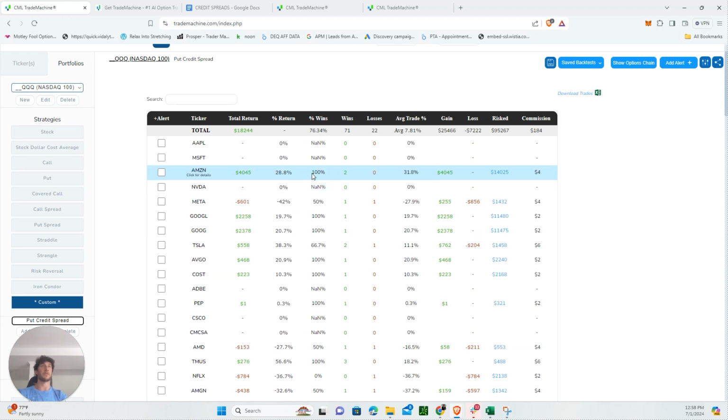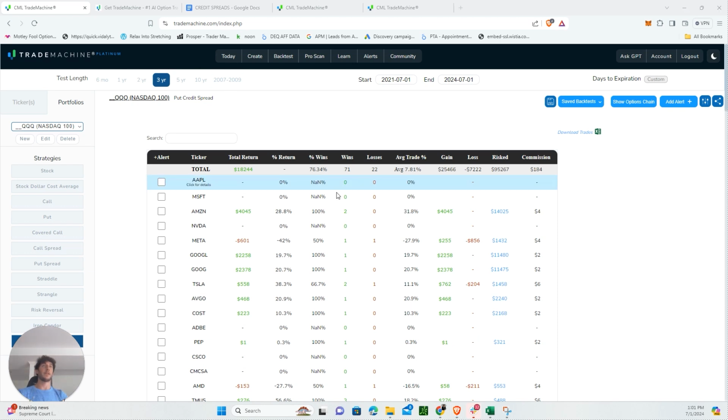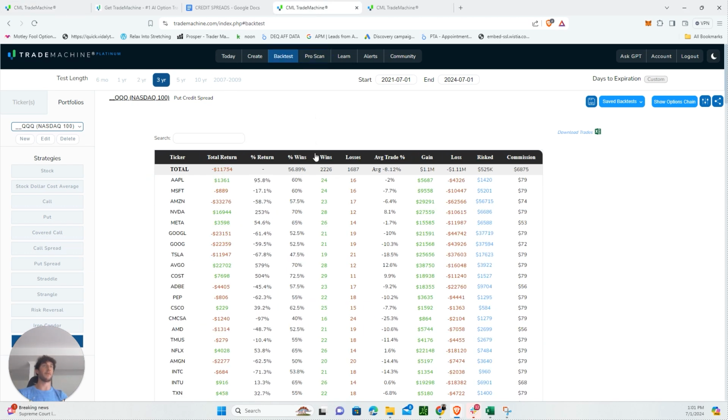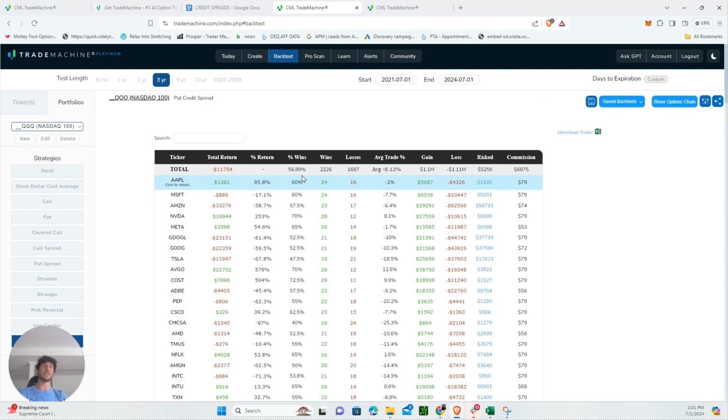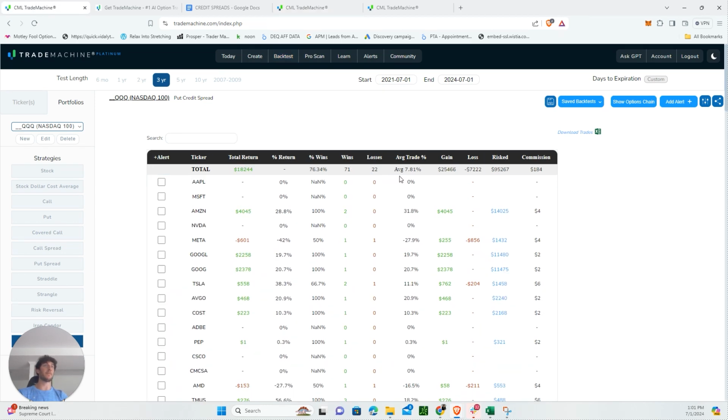Okay, so here's our results. Now, if we had turned on their AI, we would have had a 76% win rate with an average trade of 7.81%. So right there, you can see a difference right off the bat. Now remember, we're coming from something that was a 56.8% win rate with an average trade of negative 8.12, right? So right off the bat, we've improved.